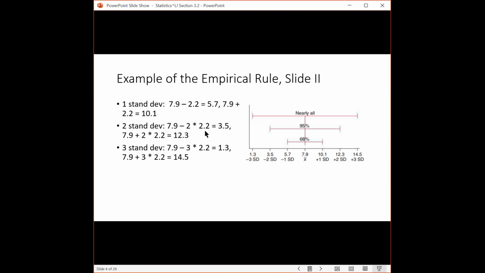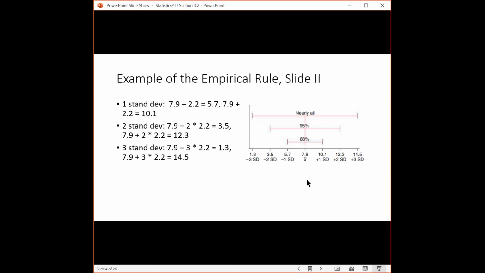We can repeat that, except with two standard deviations. Take the mean, 7.9, and subtract the standard deviation twice, and that gets you a lower boundary for two standard deviations below the mean. Take the mean and add the standard deviation twice, and that gets you a boundary for two standard deviations above the mean, and then so on for three standard deviations.